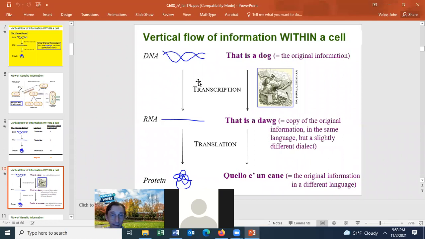One way of saying this is the information in DNA would be something like, "That is a dog," the original information. The information in RNA would be a different dialect, but essentially the same: "That is a dog." And then the information in the protein would be a totally different language: "Quello è un cane." The same information, just in a different language.